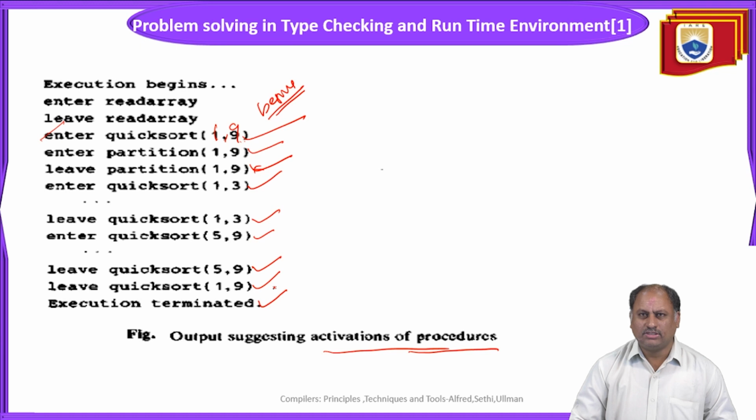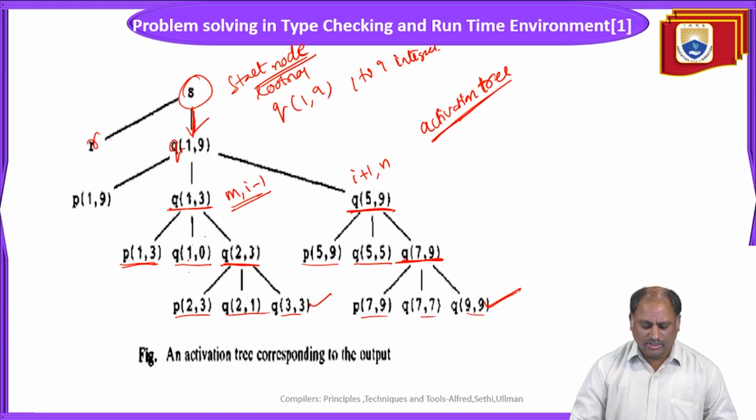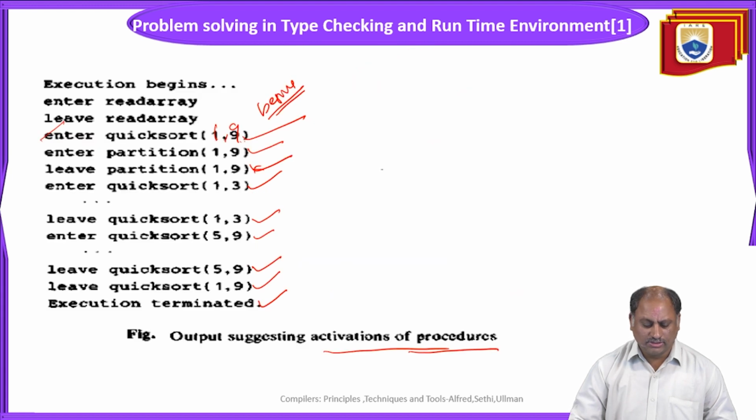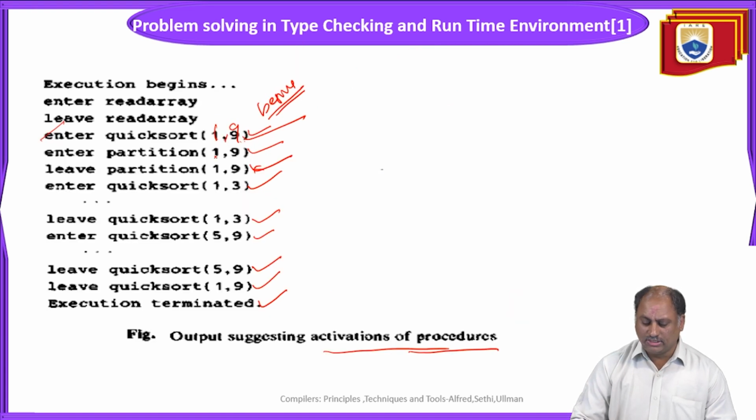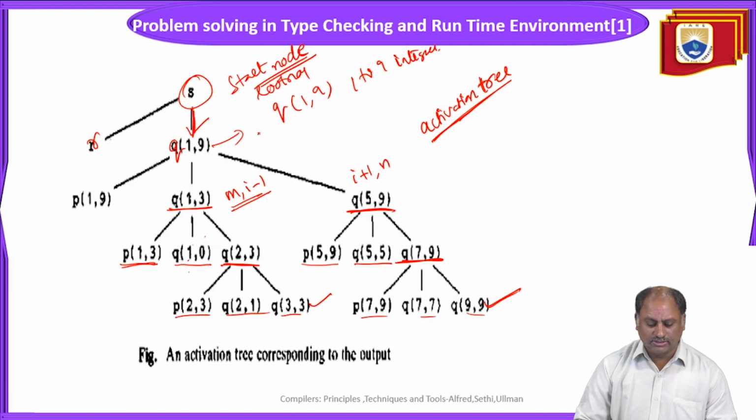So like this, it terminates with the several procedures activated continuously, each time. So at quicksort 1 comma 9, there is entering and leaving the partition 1 comma 9. Here it enters the partition, then enters the quicksort procedure for partition 1 to 9, and after that it again goes to the partition. And then 1 comma 3, quicksort of 1 comma 0 and 2 comma 3.